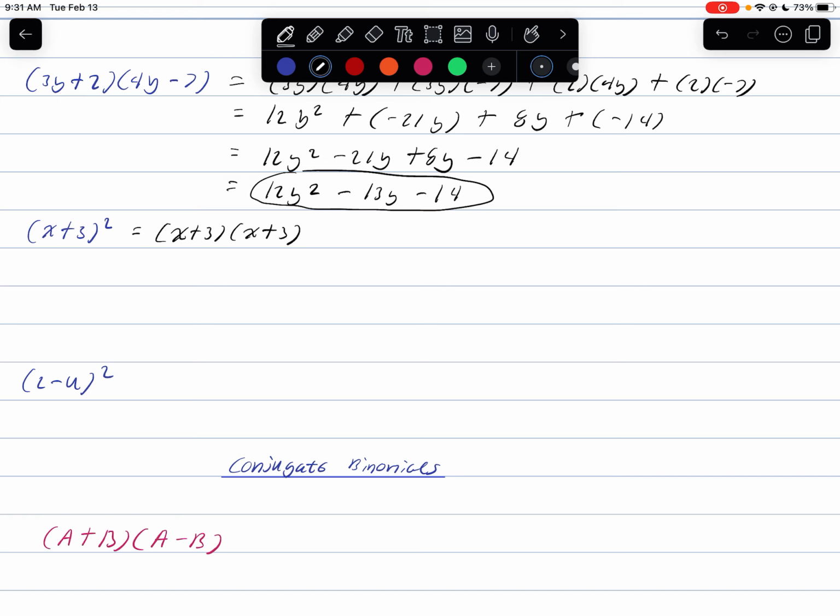All right, so let's see what this is. So if we have x plus 3 times x plus 3, if we do our firsts, we'll have x times x. That's going to give us x squared. Okay, and then we'll have our outers, x times 3, we'll have plus 3x. And then our inners are 3 plus x. Okay, our 3 times x is 3x, and then 3 times 3 is 9. So if we go ahead and combine like terms, we'll get x squared plus 3x is 6x plus 9.